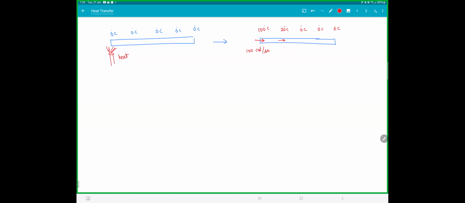And by the time it reaches here, you have only 10 calories per second. Here it is 0 calories per second. So heat is not flowing anymore. So what is happening is all the heat that you're supplying is absorbed by the rod to increase the temperature.